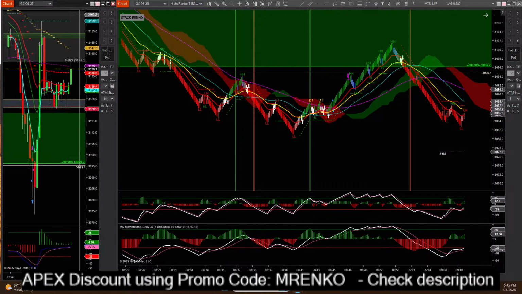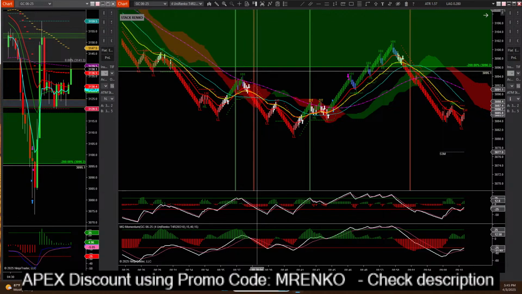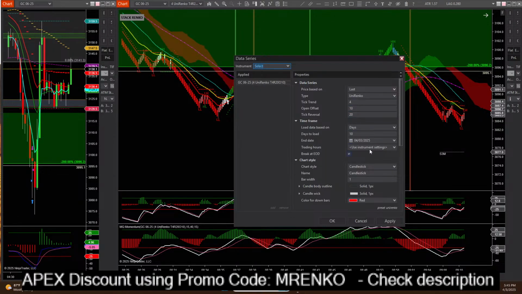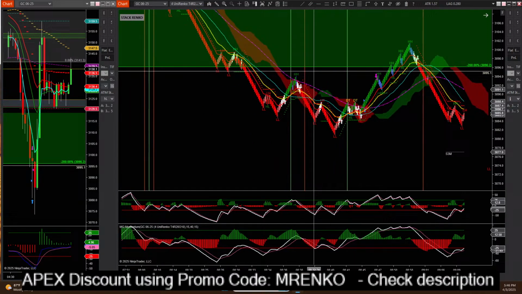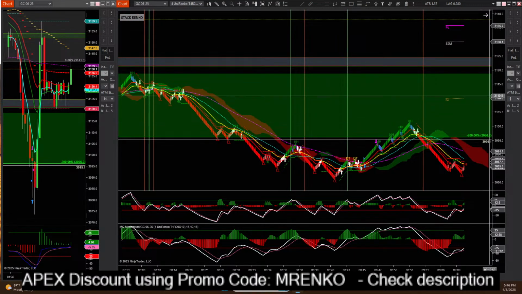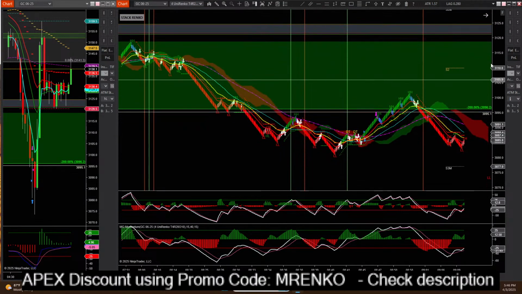Okay, so let's look at the entry chart on the Renko. For gold, I'm using the size of 4, which is this one here, 4, 10, 20. So tick trend is 4, open offset is 10, and the tick reversal is 20. That is the one I use. It doesn't have a lot of noise in the gold chart. So let's see how it looks right here.